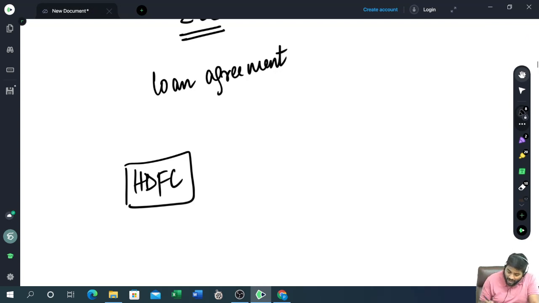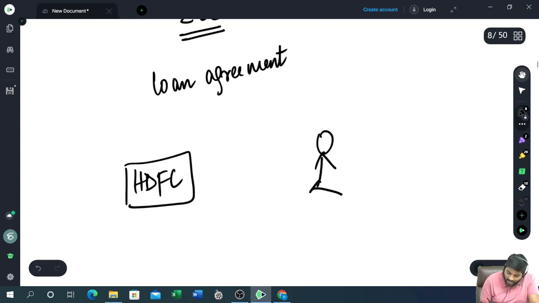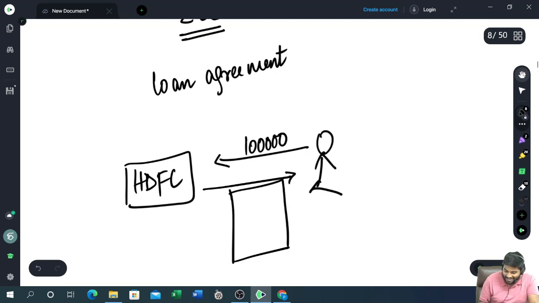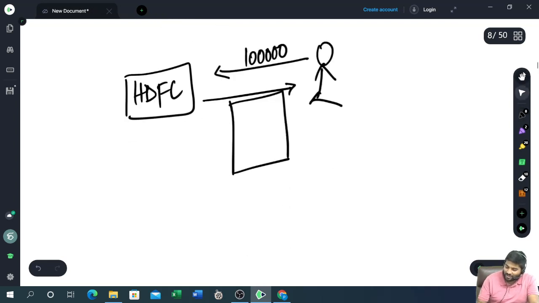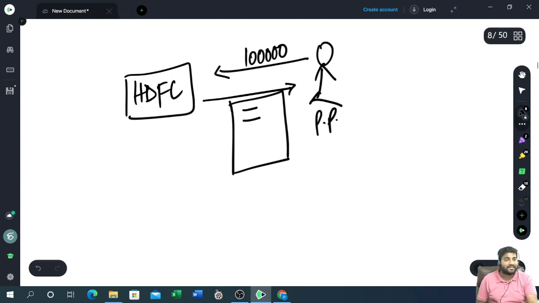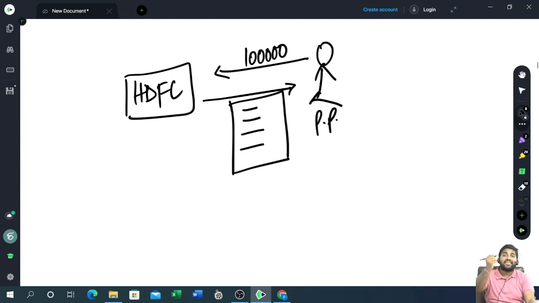So if I have given a loan of 1 lakh rupees to HDFC Bank, in return HDFC Bank is going to give me a document, and in that document all the things will be mentioned. Mr. Praveen Patwari has given me a loan on 30th January 2022. The rate of interest will be 10%. The loan tenure is 5 years and the interest payment will be made year wise.